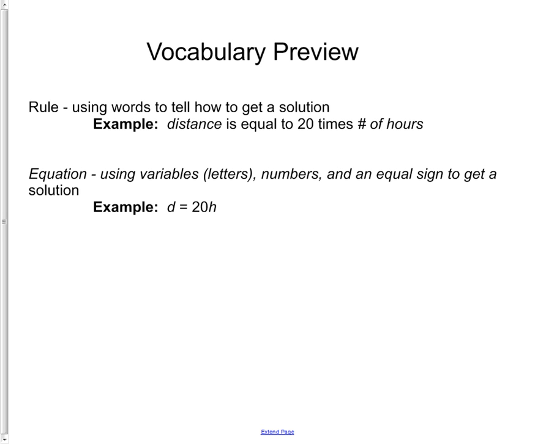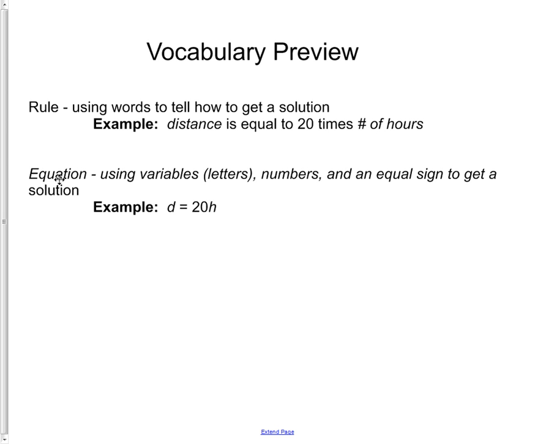First of all, we've got to look at this vocabulary. A rule is using words to get to a solution. For example, if we want to find out distance, distance is equal to 20 times the number of hours. Okay, I use words in there. We can just take the number of hours that we have times 20. That's going to give us our distance.